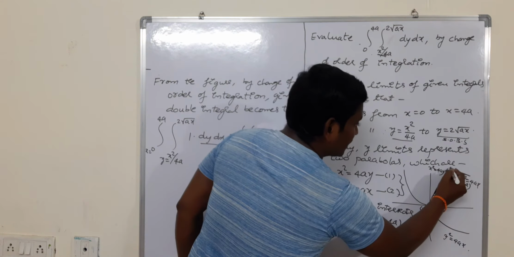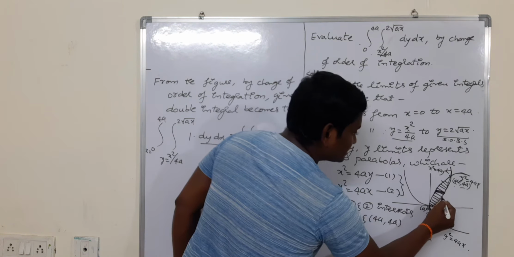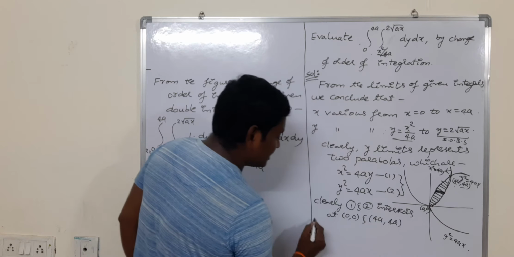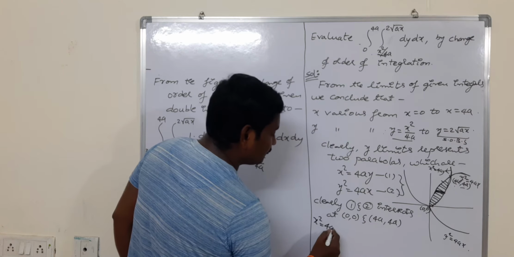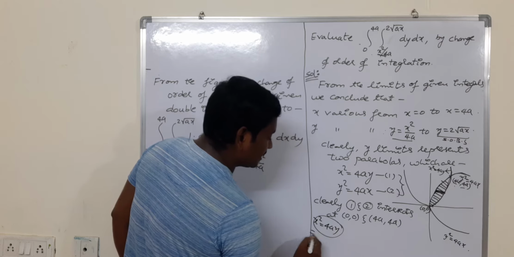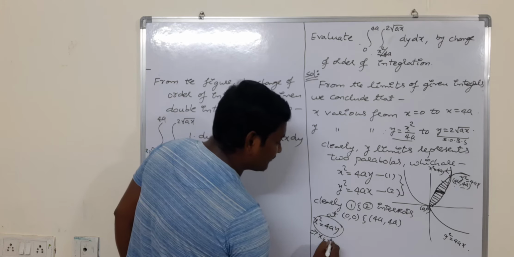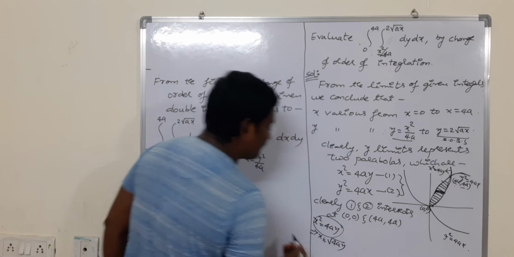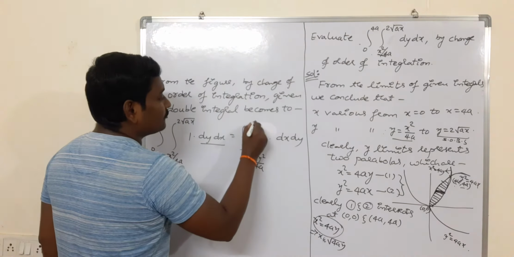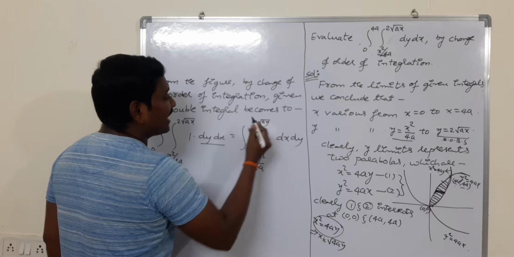This is the upper part, whose equation is x square is equal to 4ay. From this, what is x? X is equal to root over 4ay. What is root over 4ay? Root 4 means 2. So you will get simply 2 root over ay.